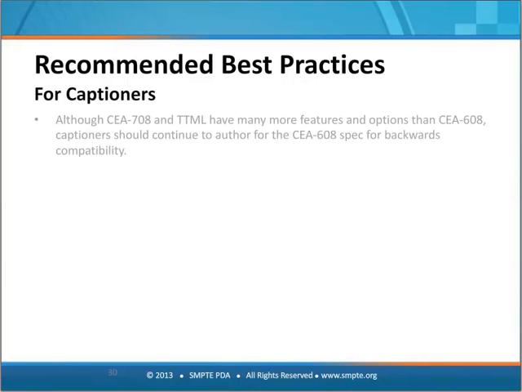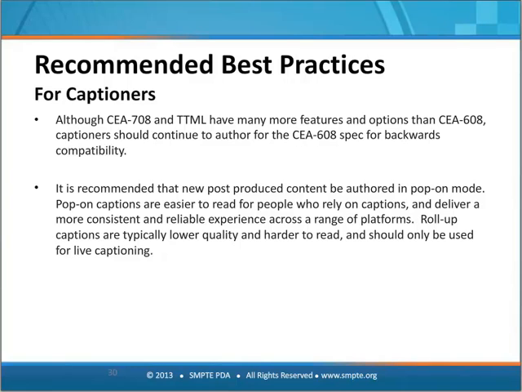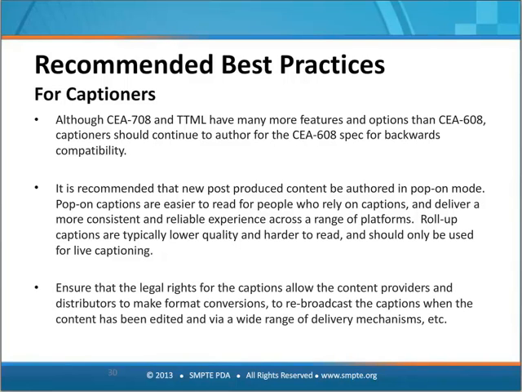And again, I'm going to run out of time, so really quickly, some recommended best practices for captioners. You have to stick with 608 for now for the reasons I mentioned. Post-production content, please try to stick to pop-on mode. I didn't talk about this enough, but roll-up captions that are kind of used for live captions or inexpensive captions, they tend to not work as well on IP-based players, video players, software players. Pop-on is also easier to read. It's much preferred by the deaf community who actually uses the captions. They would like to see more pop-on captions.